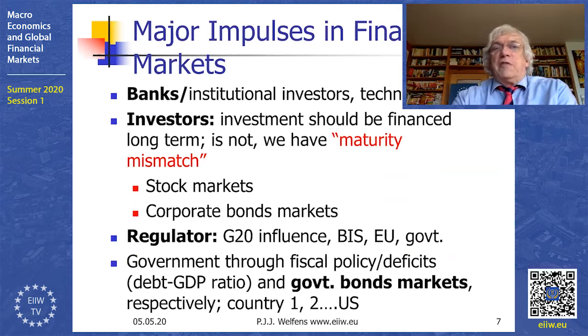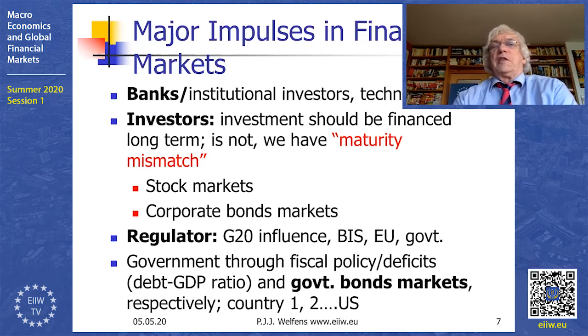Okay, major impulses in financial markets. Think about banks and other institutional investors, of course, technological change, technological progress, fintech these days. Many investors have long-term investment projects. Think just about the example of an infrastructure project. That's certainly a long-term project, and there are very basic rules from financing. And one would be that investment should be financed long-term.